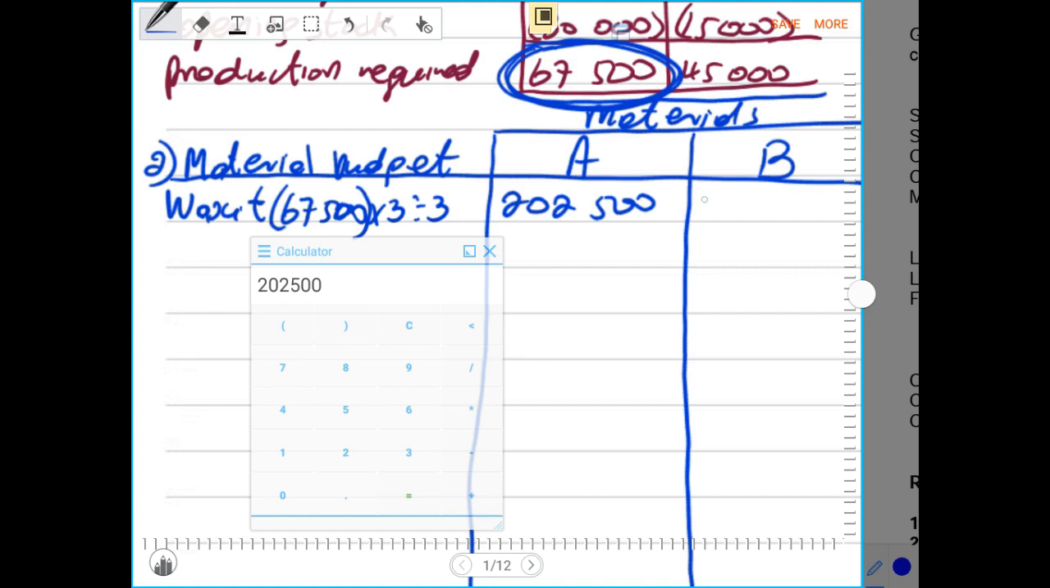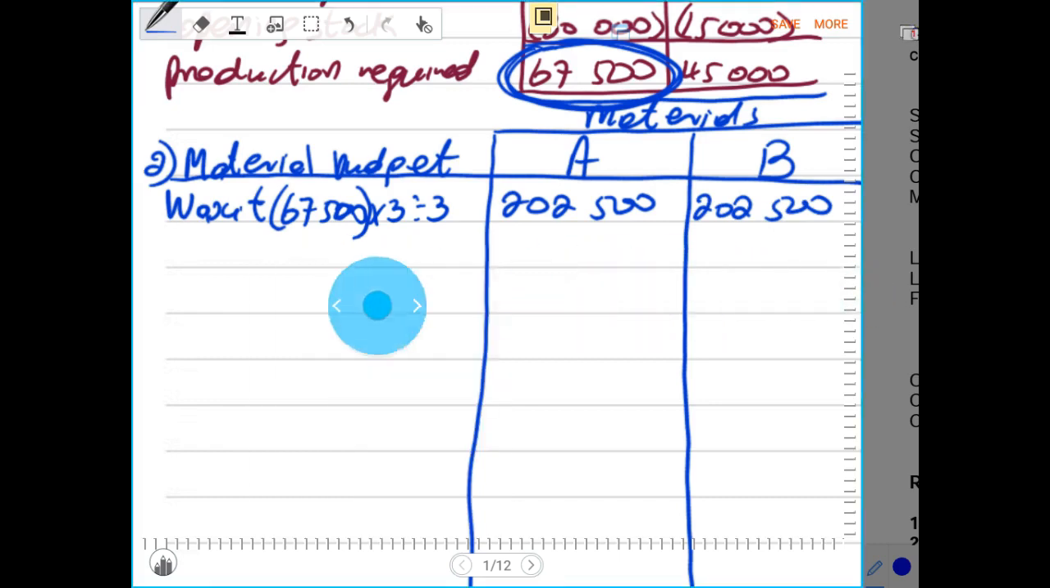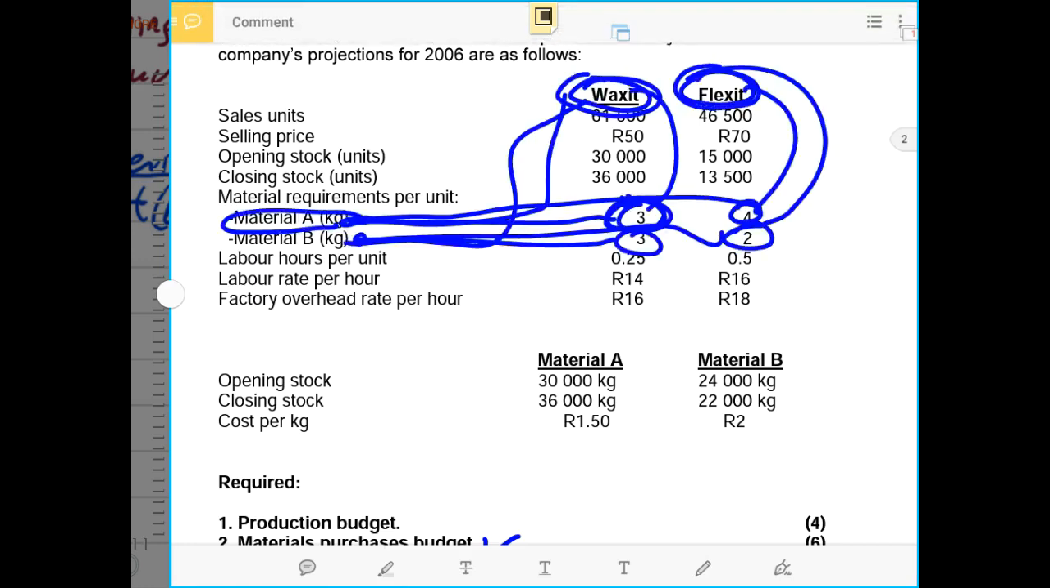Then under B it will be the same, 202,500. So now we have multiplied by that. That means we have allocated the 3 kgs that are needed for product Waxit, which is the 3 kgs of material A, and we have allocated the 3 kgs of material B to who? To product Waxit, because each product needs 2 materials, which is material A and material B.